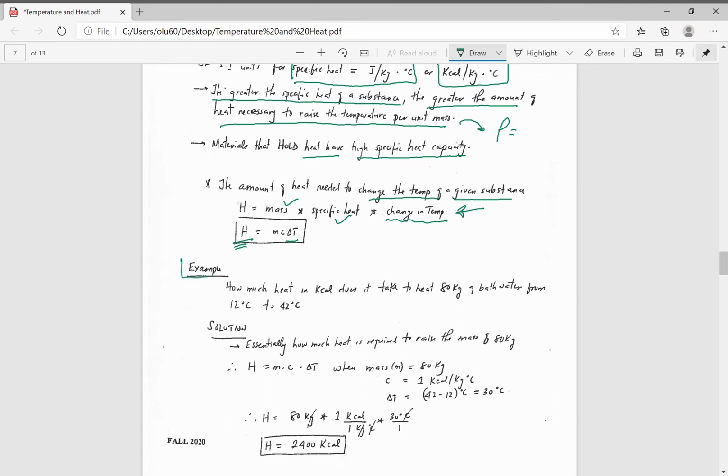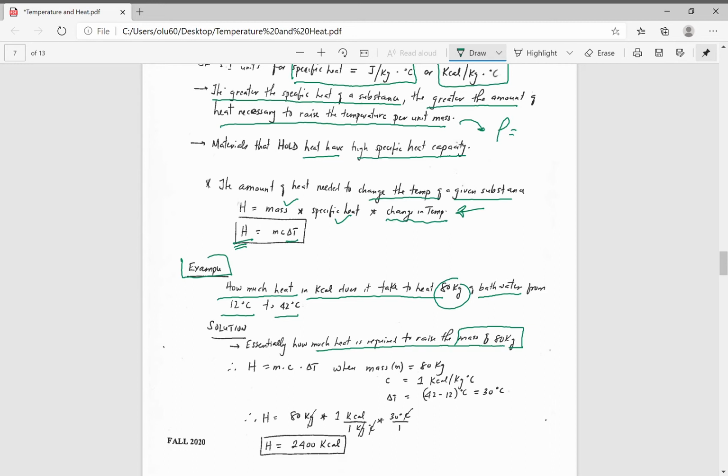So for an example, they ask us how much heat in kilocalories does it take to heat 80 kilograms of bath water from 12 degrees Celsius to 42 degrees Celsius. Essentially they're asking us how much heat is going to be required to raise the temperature of an object, in this case water, which has a mass of 80 kilograms.